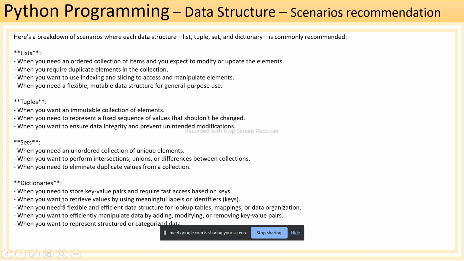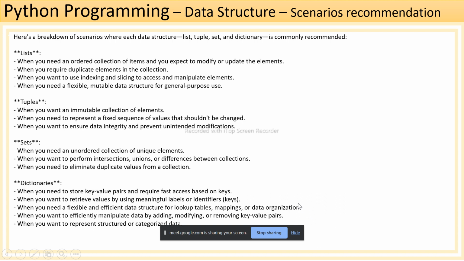In what all cases do we use dictionaries? When you need to store key-value pairs and require fast access based on keys. As we discussed, dictionaries are more associated with the key and values structure. Okay, keys represent kind of your indexing, and values are the elements. When you want to retrieve values by using a meaningful label, then use keys. When you need a flexible and efficient data structure for lookup tables, mapping and data organization.